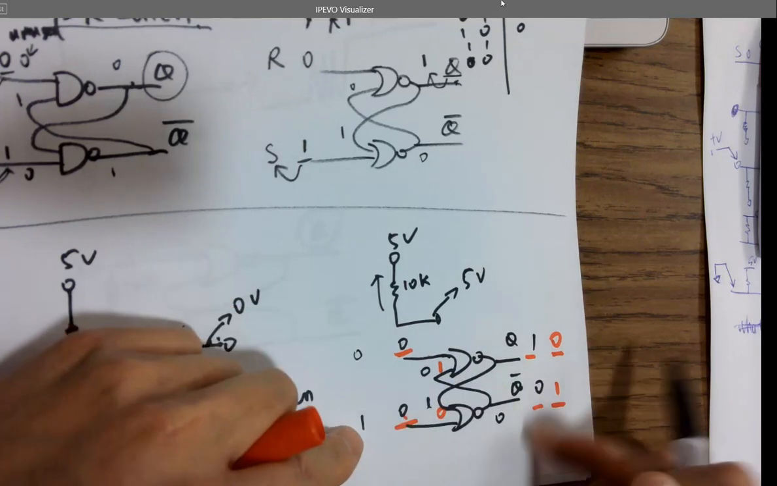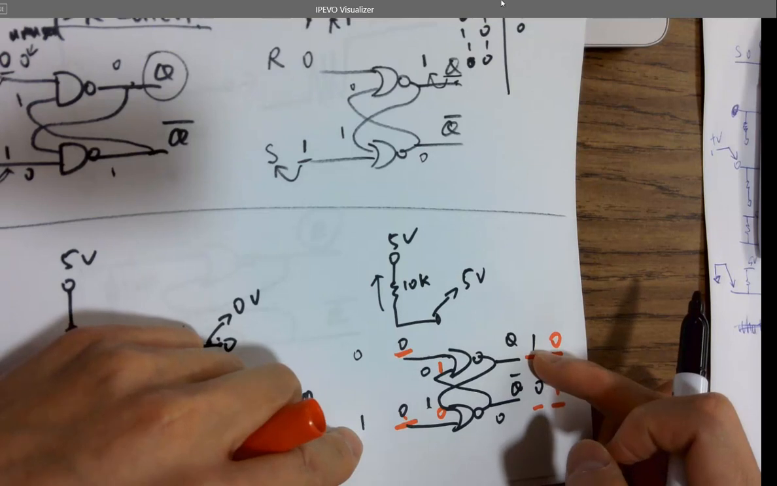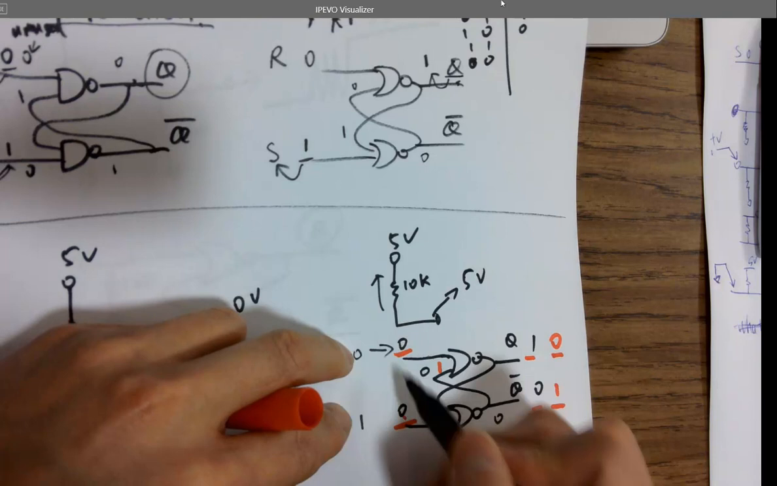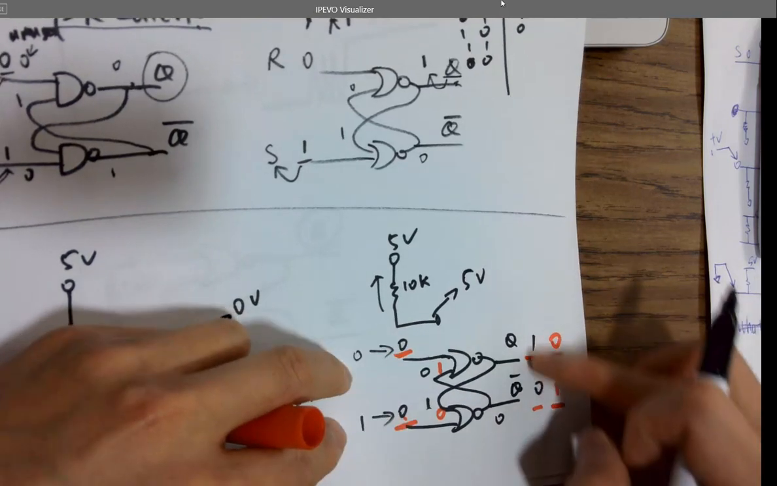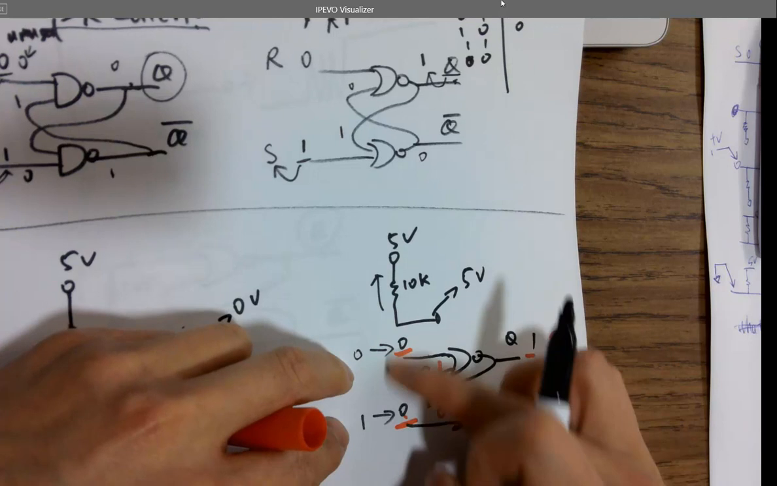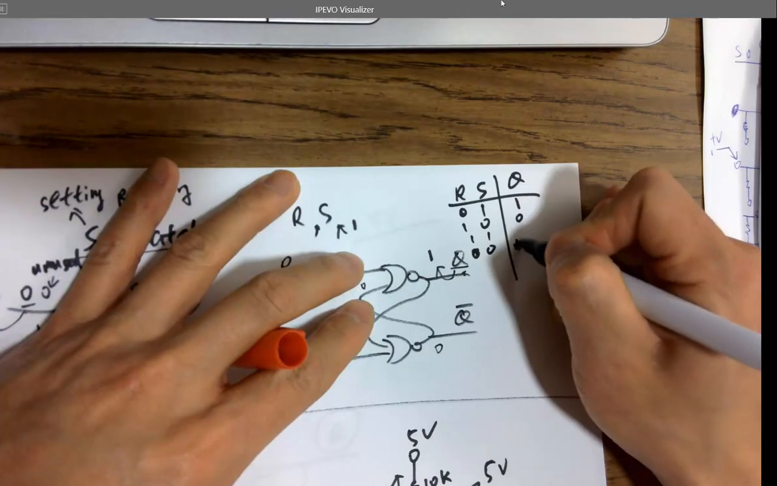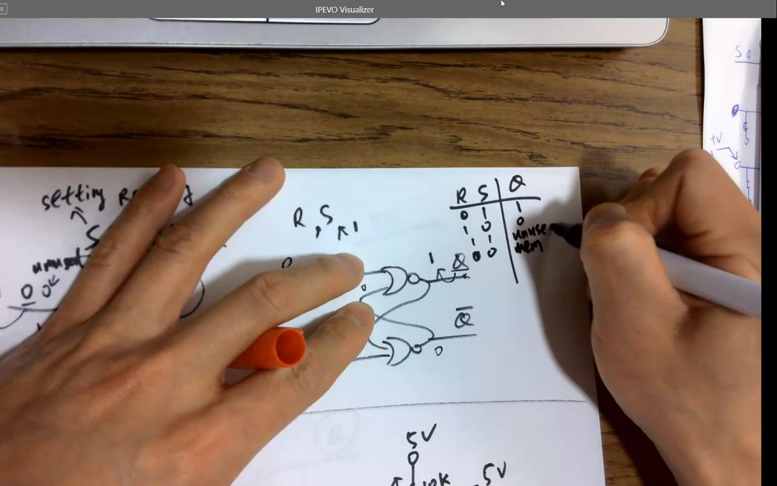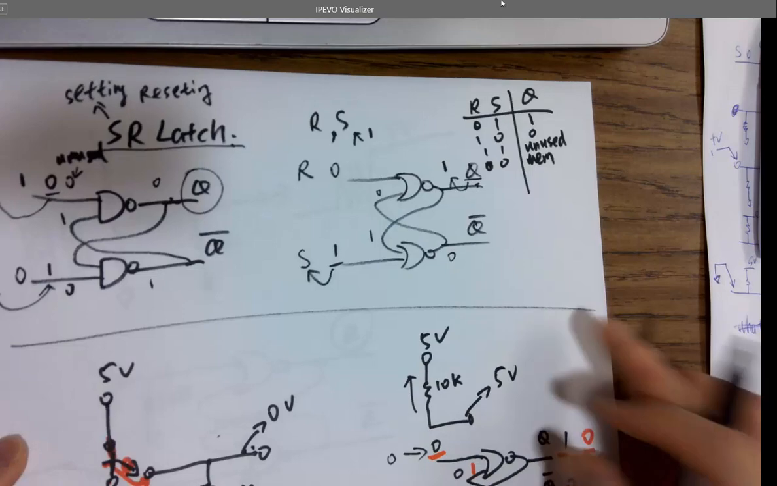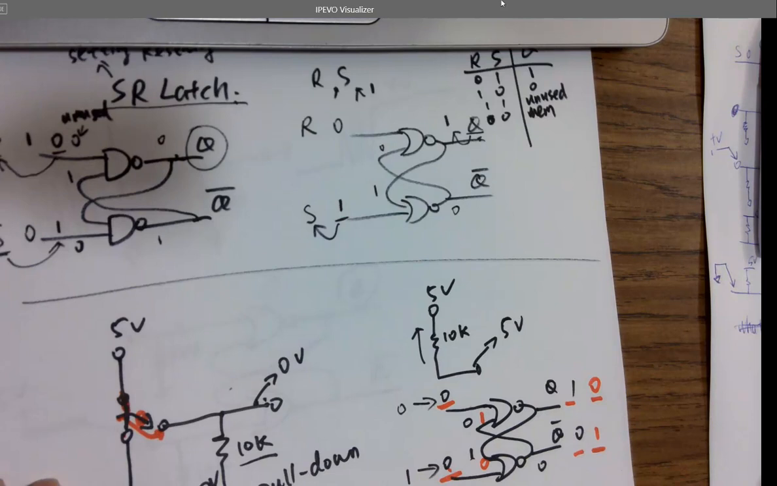Why? Because it's setting it, right? So from 0, 0, 1 to 0, 0, are we changing the output? No, so it's a memory state. So 0, 0 will be memory. But 1, 1 will be unused. Okay?